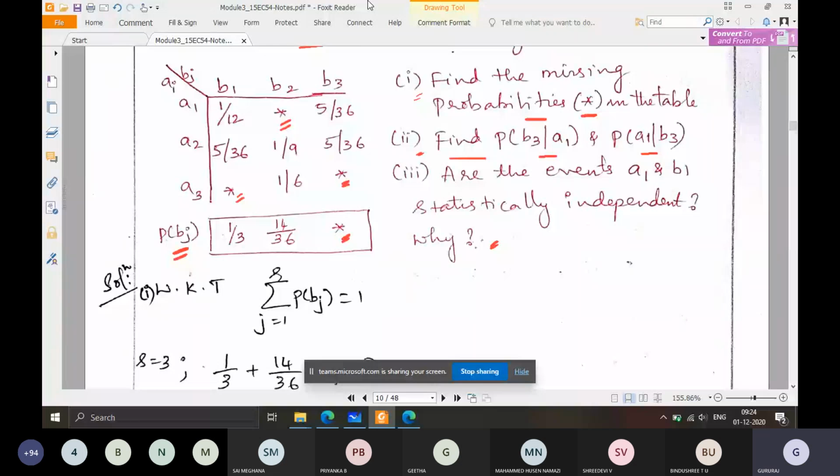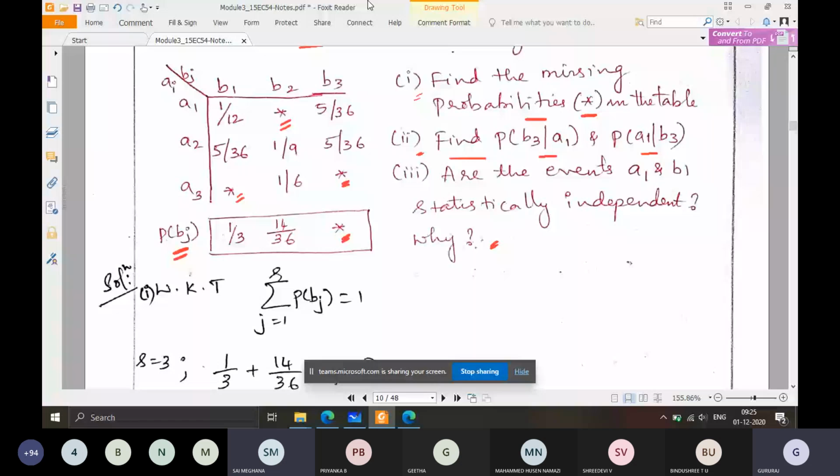It has one property. What is the property of channel matrix? No one remembers? At least go through whatever you have written and tell me. Sum of elements in any row of a channel matrix is equal to unity.